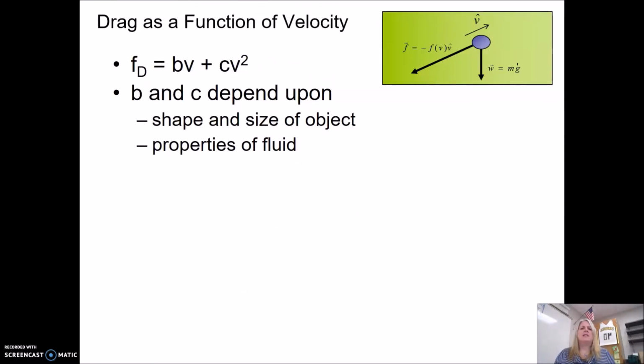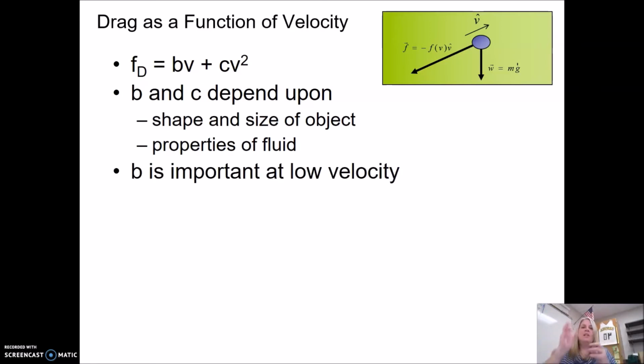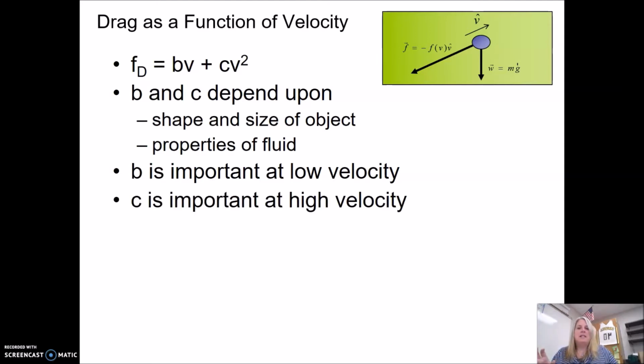So let's take a look at the equation. So the force of drag, there's two different types. There's a linear type, we call that BV, and then there's the quadratic type, which is CV squared. And B and C depend upon the shape and size of the object, the density of the object, but also on the properties of the fluid and the density of the fluid. Now, B, this linear term, is more important at low velocity, and C is more important at high velocity.